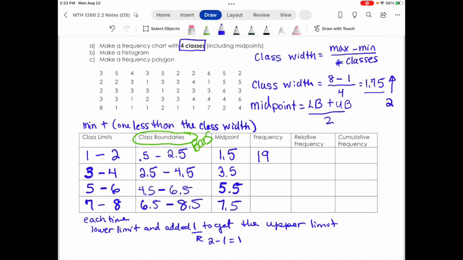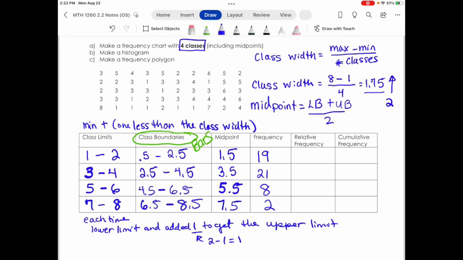When you count how many values are between 2.5 and 4.5, you're going to get 21. When you count the number of values that fall between 4.5 and 6.5, you're going to get 8. And then for the last class, when you count the values between 6.5 and 8.5, you're going to get that there's 2 values for that.